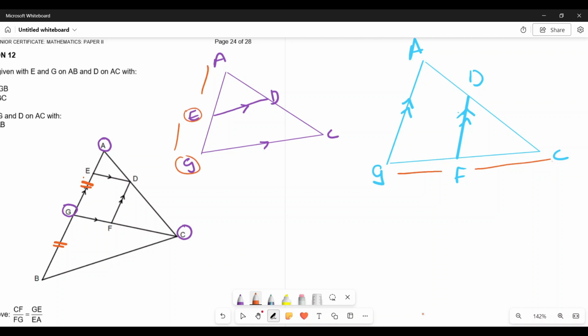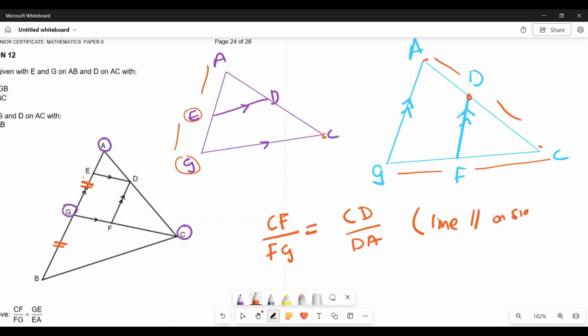Now, can you see that both these triangles have a common side, which is this side from A to D to C? So here, first I could say my CF over my FG is the same as CD over my DA. And my reason: I have a line parallel to one side of a triangle, and that line is DF, parallel to AG.